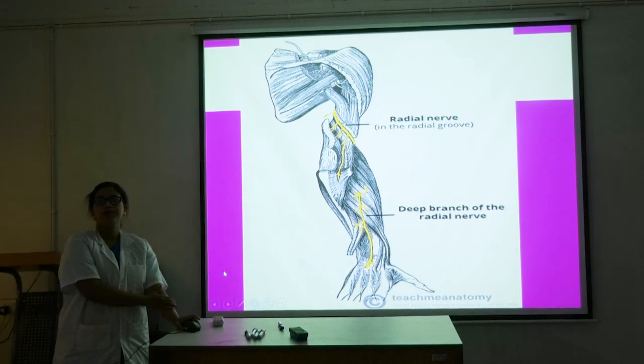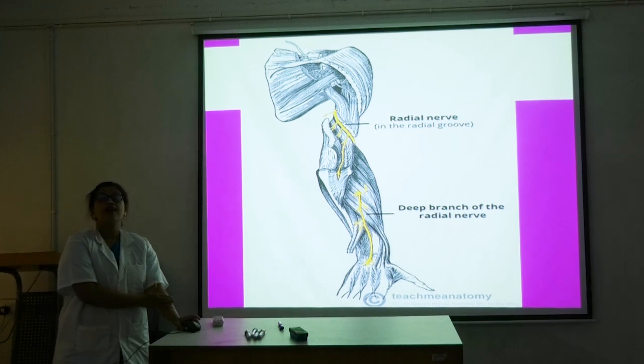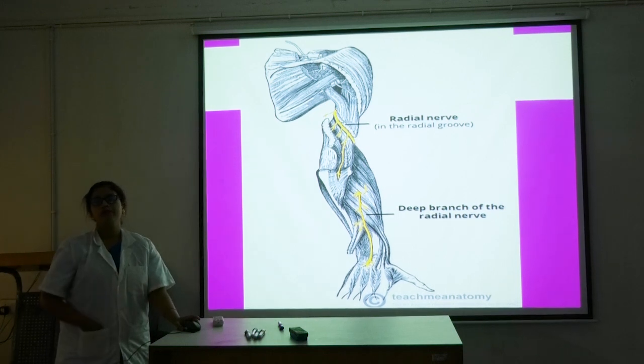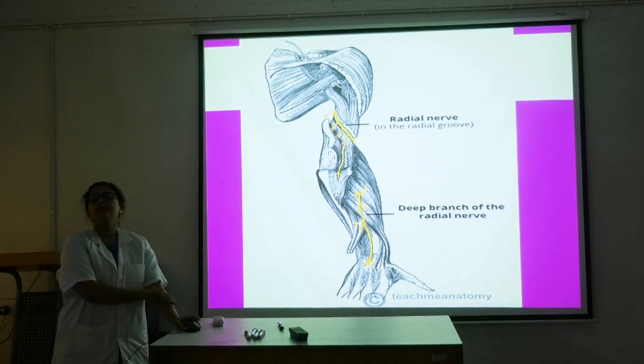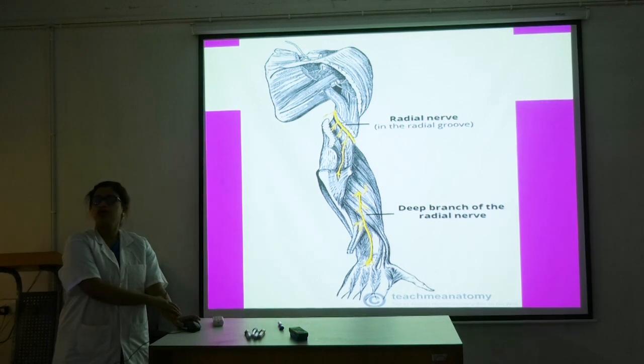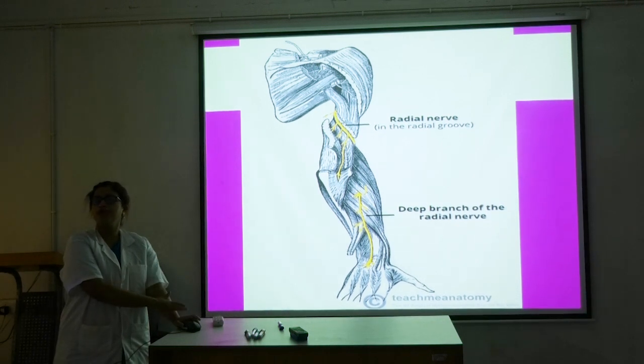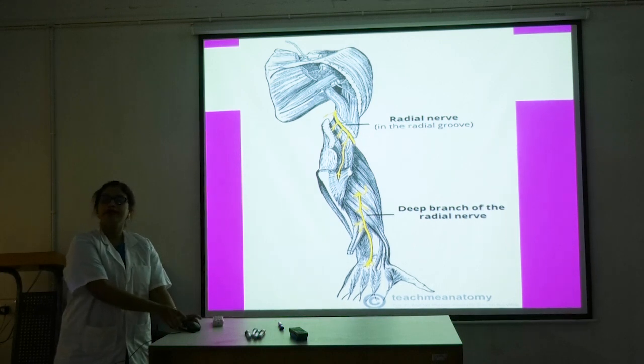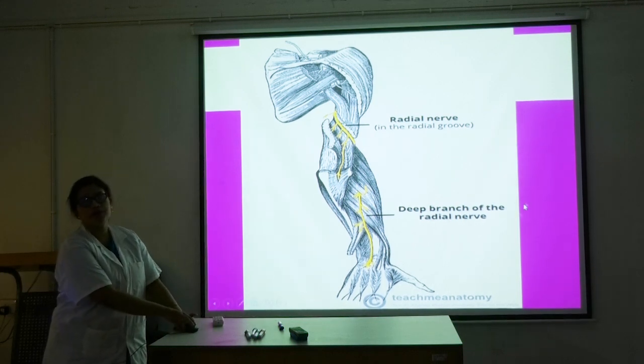So what about the superficial branch? What branch does it give? The posterior interosseous nerve is a branch of the radial, and all the cutaneous nerves of the forearm. There is no other nerve here. So all the cutaneous nerves of the posterior side of the forearm would be supplied by the radial nerve. It would be a direct branch of the radial nerve.